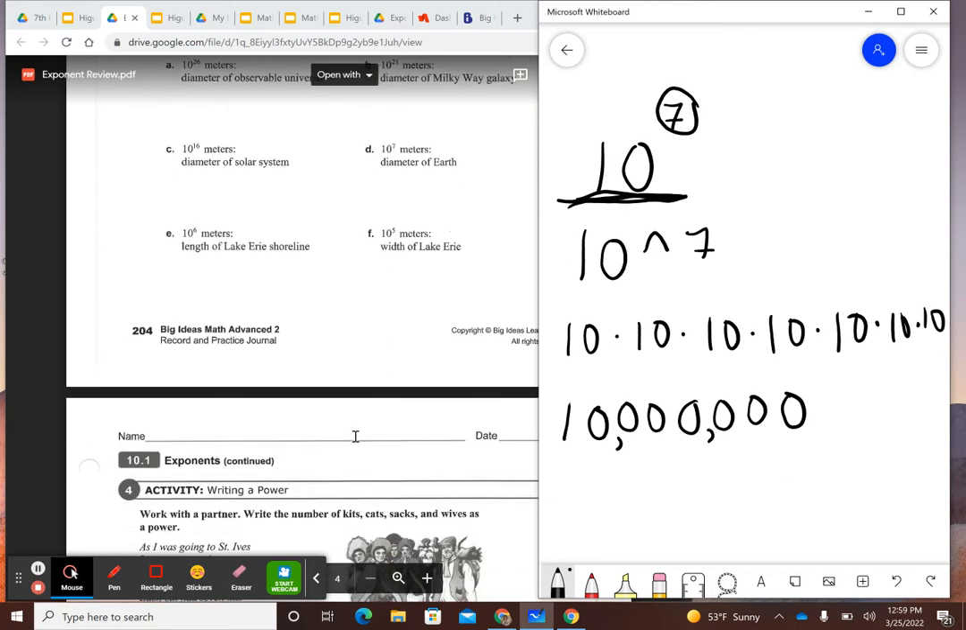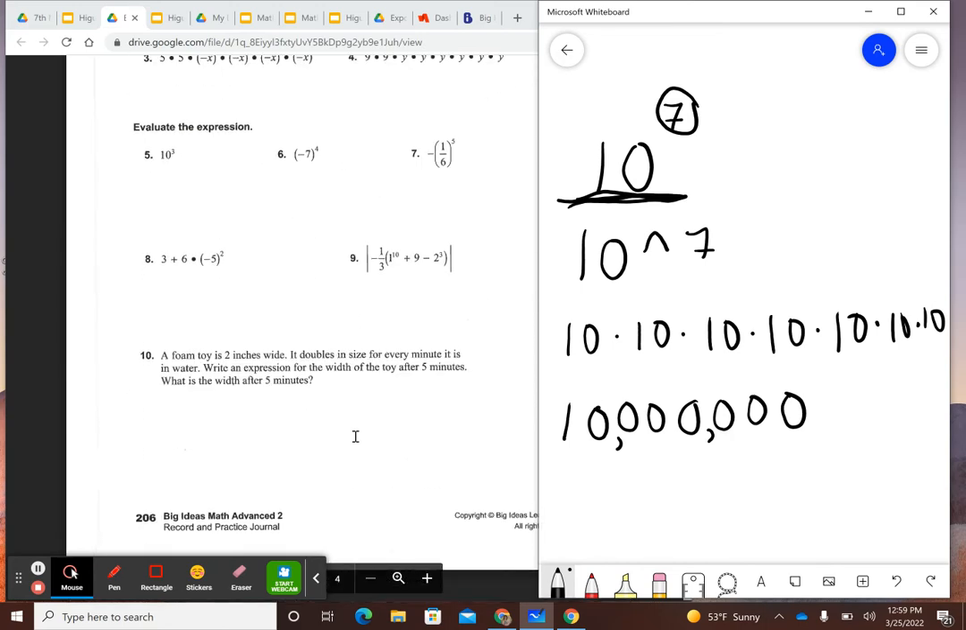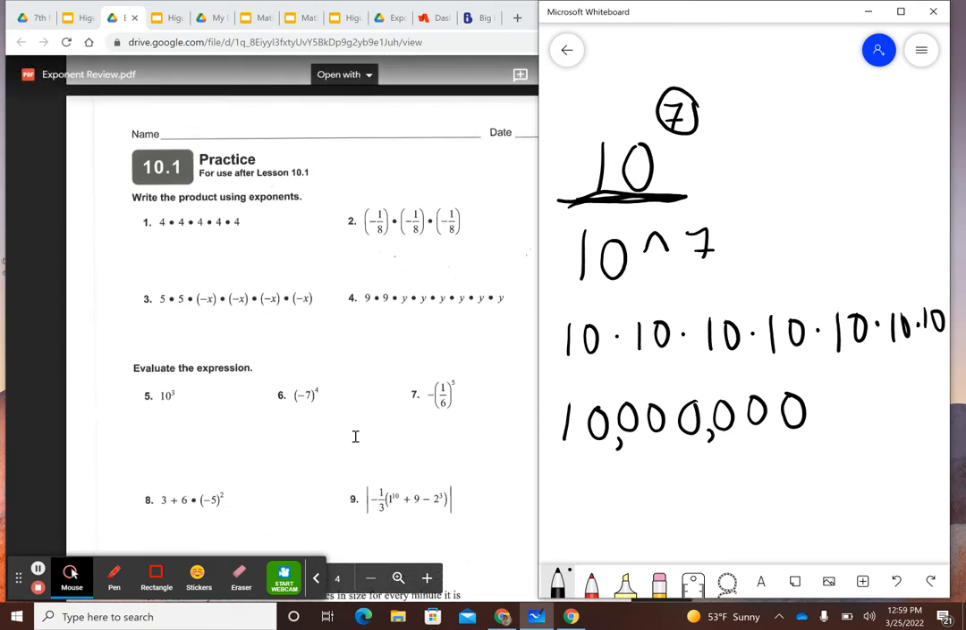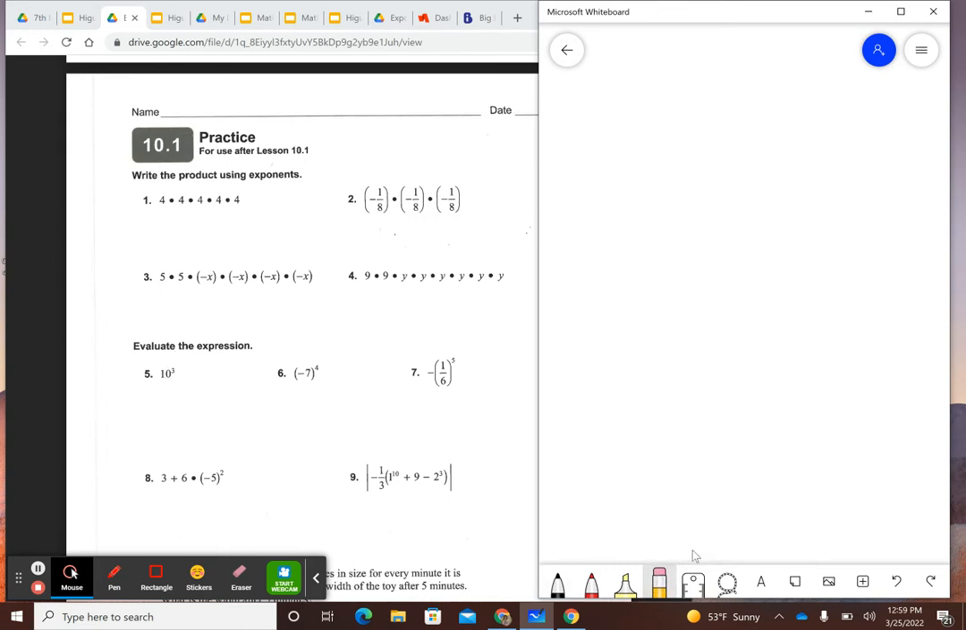So let's go ahead and go on now. We're going to skip over this next page and move on to the last page, page 206, and you're going to complete the whole page, even though I'm only going to go over a couple of these with you to make sure you remember all of this from 6th grade. So for 1, 2, 3, and 4, you're going to write the product using exponents.